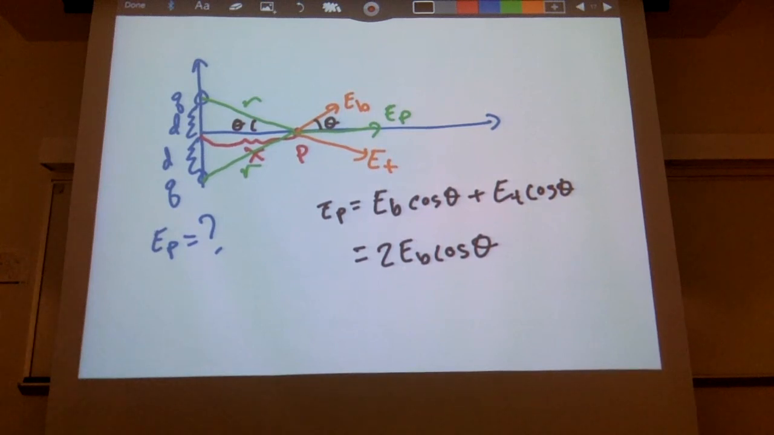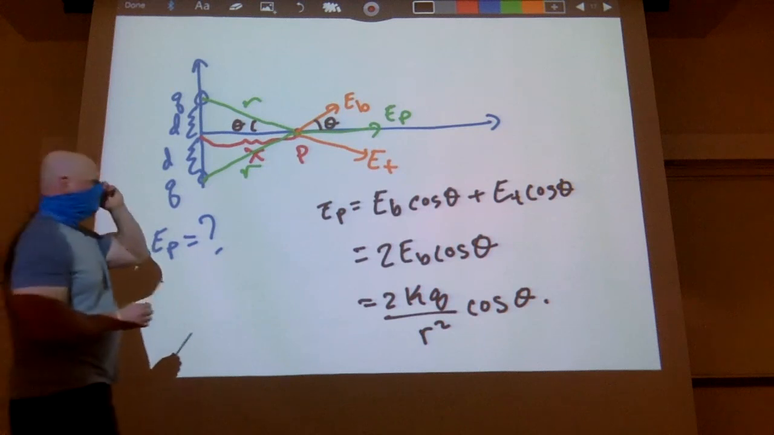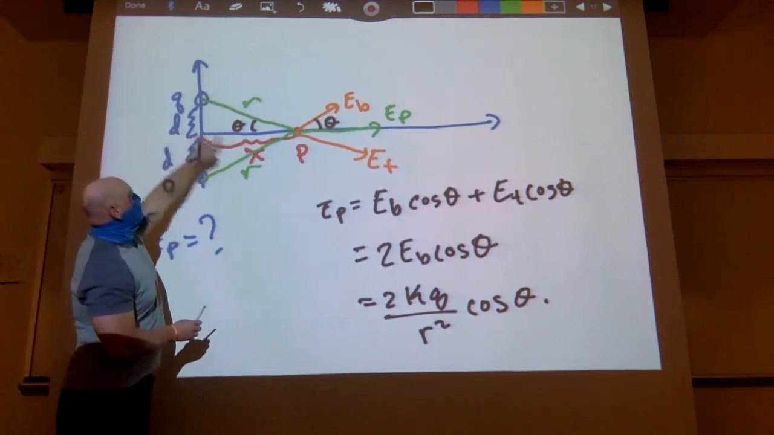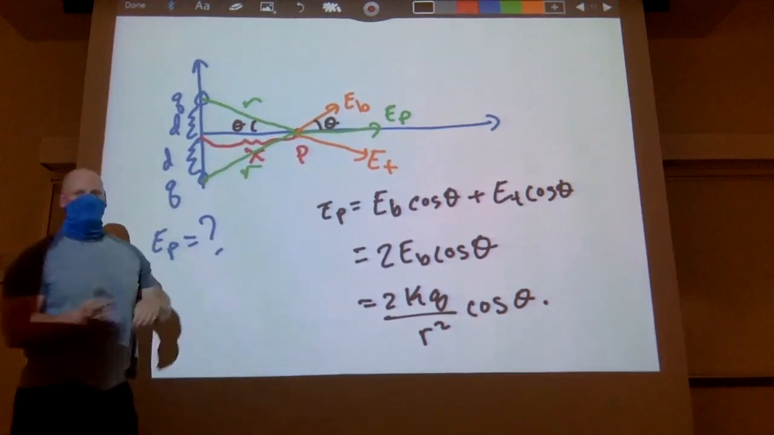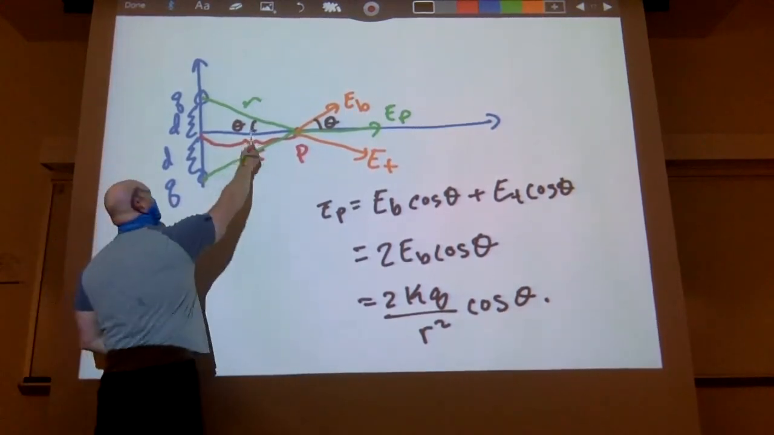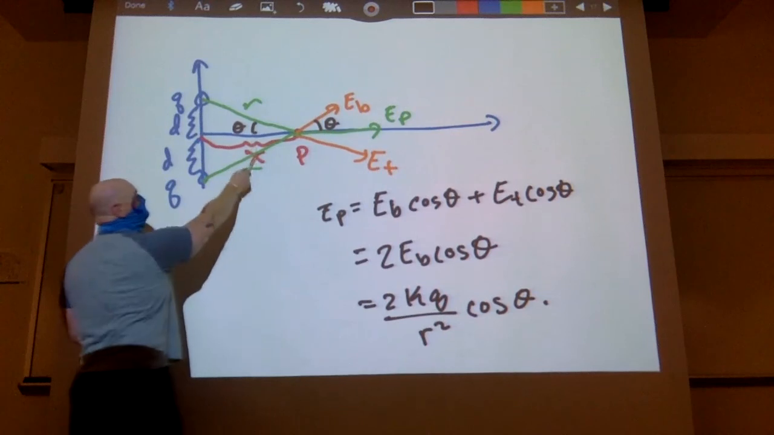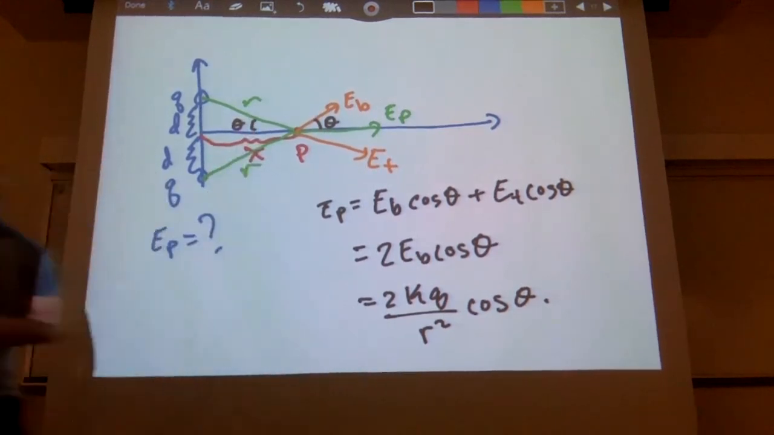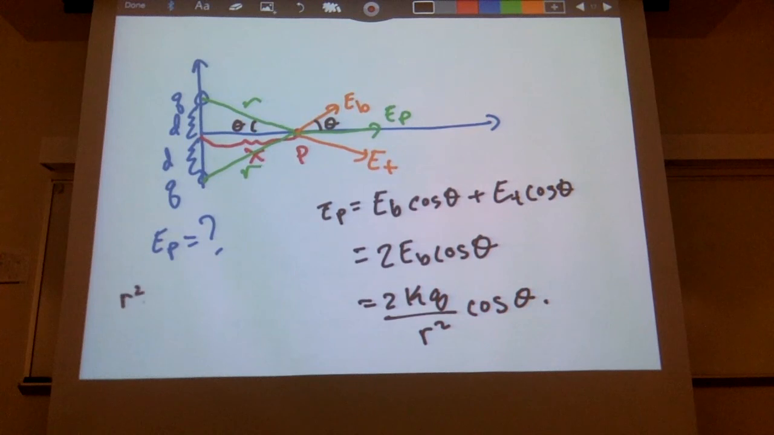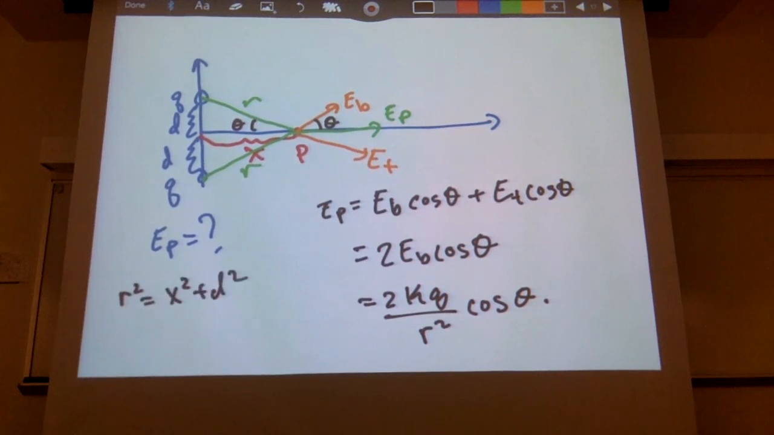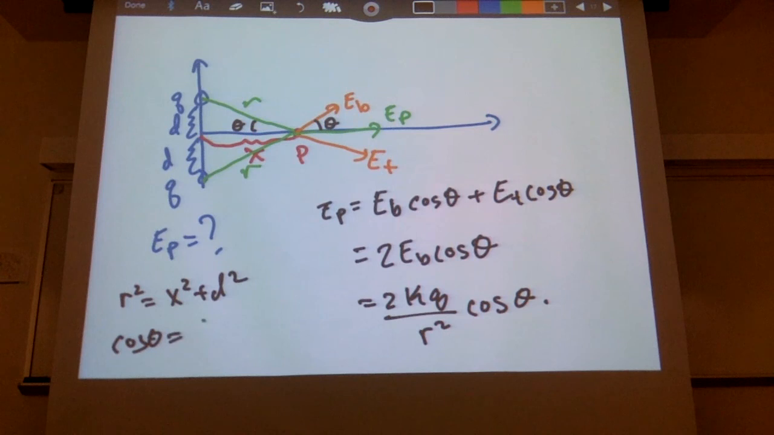Good. Now what we know is that this is going to be equal to k times q divided by the distance r squared times the cosine of the angle. So r, by the Pythagorean theorem, is going to be d squared plus x squared. Cosine, we're going to do what we did for the group assignment. We're going to use this angle here, which means the adjacent side is x divided by the hypotenuse, which is simply r. So here we know r squared is equal to x squared plus d squared, and we know cosine of theta is equal to x divided by r.